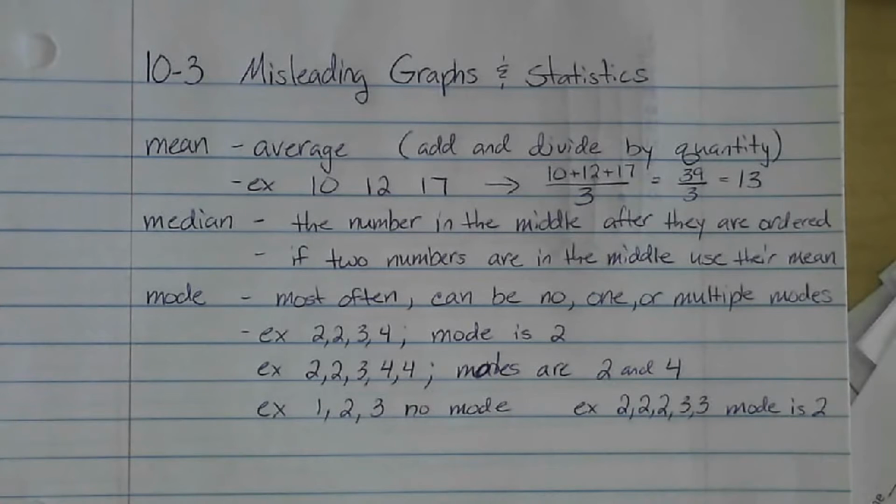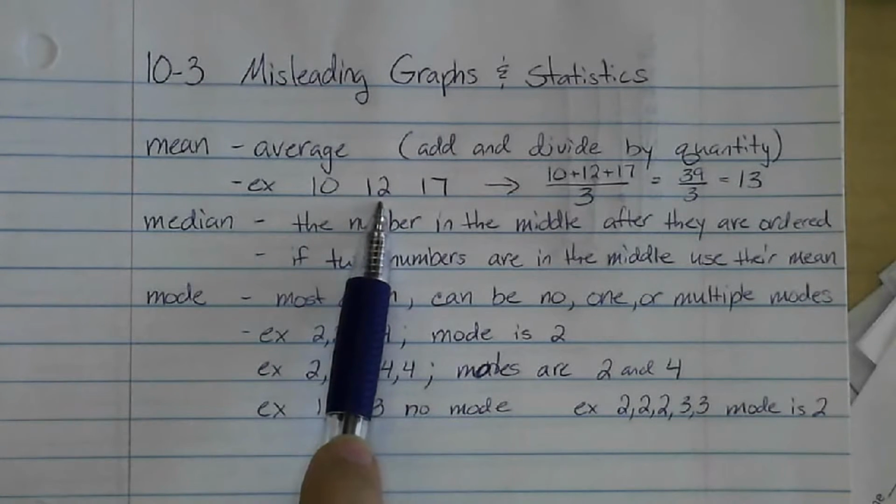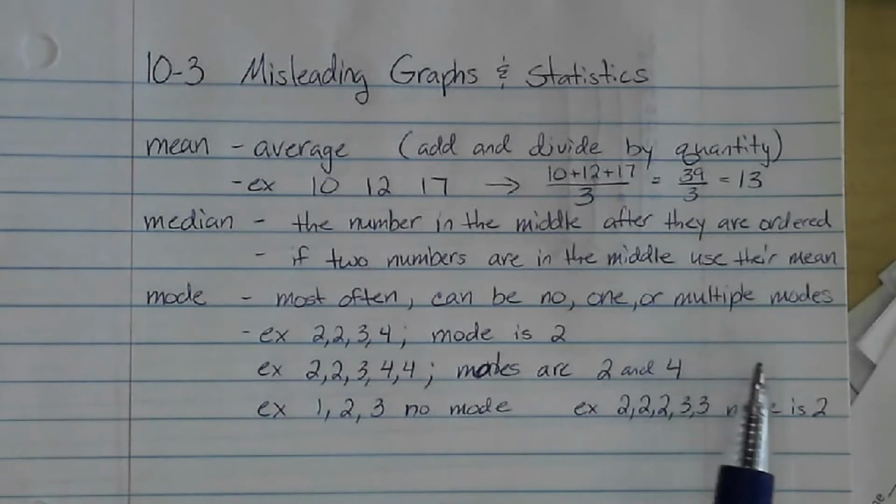The next vocab word we have here is median. Median is the number in the middle after all the numbers in your data set are ordered, least to greatest or greatest to least. Now, if you have 3 numbers in your data set, just like here, the number in the middle is easy to find. However, if you have 4 numbers in your data set where you have an even amount of data, what's going to happen is when you get to the middle, you're going to have 2 numbers remaining. What you do in that case is you use the mean or the average of those 2 numbers. So just add them and divide by 2.